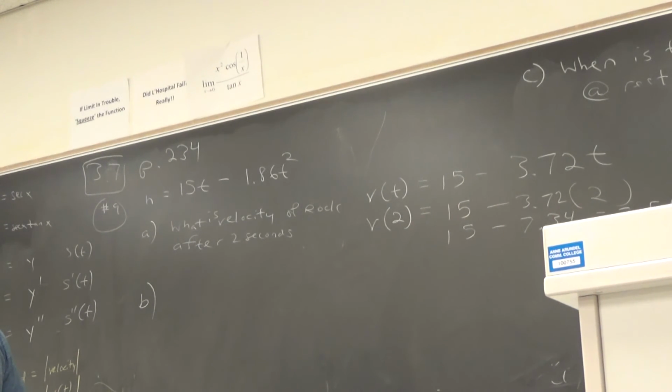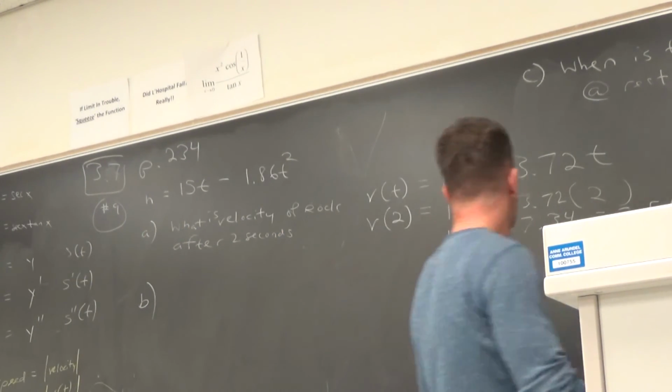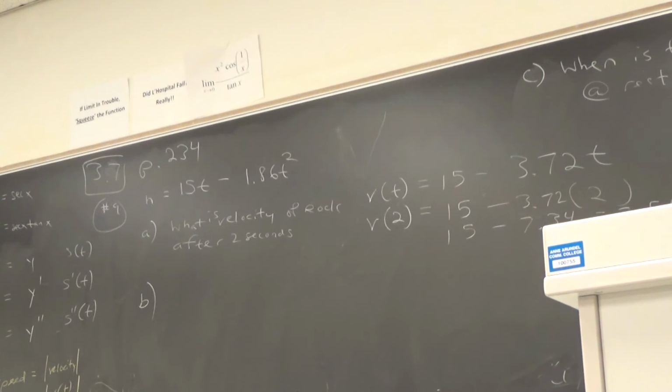Is it 7.34 or 7.44? Yeah, 7.44. Josephine, thanks. But this is still what? 7.56. And what's the units? Meters per what?